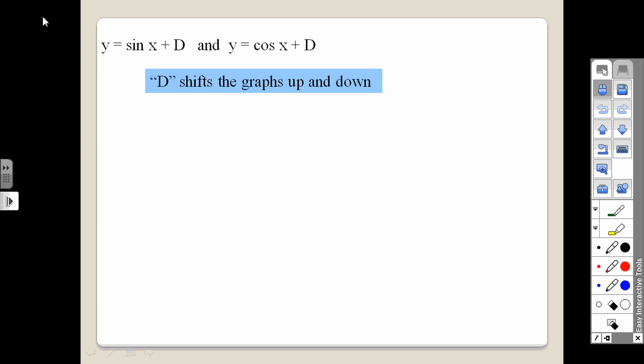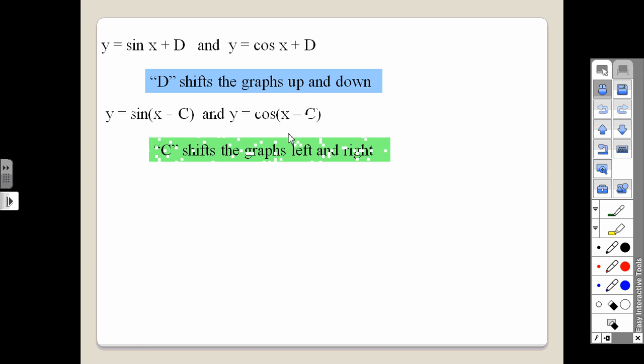So when you are looking at an equation, y equals sine x, and then you're adding or subtracting a number, we're going to use d to represent that parameter. What that does is it shifts your graph up and down. And you've already had experience with that. It was a pretty basic shift that you were able to do right away. The more difficult type of phase shift is the left and right, or the horizontal phase shift. And that has to do with the angle.